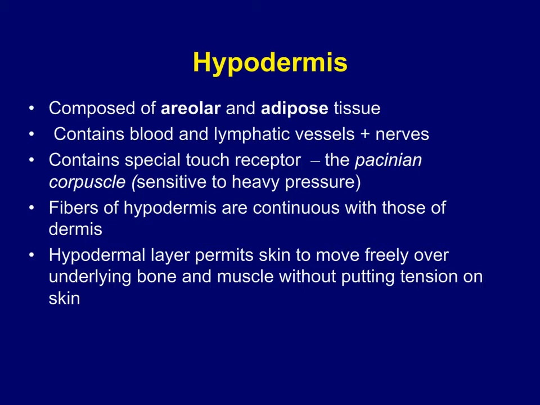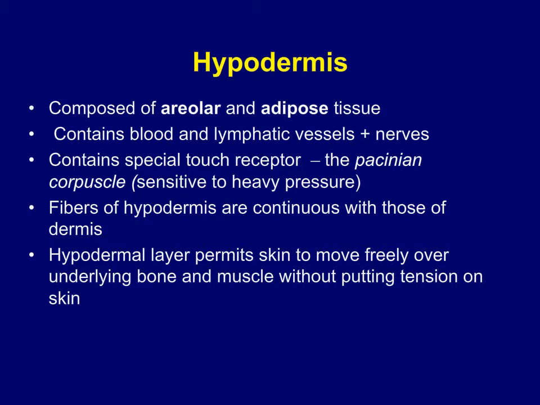Now, I should also point out that the fibers of the hypodermis are continuous with those that are in the dermis. So these two areas of the skin really aren't that separated. But there's enough separation and enough sponginess within the hypodermis that it gives us a nice flexibility of our skin, that it's not directly attached to the underlying tissues, for example, muscle and bone.